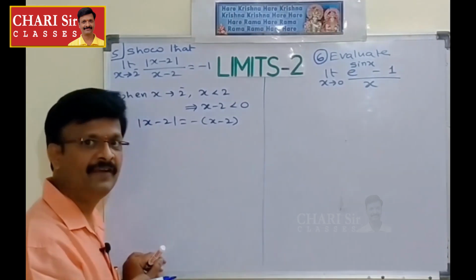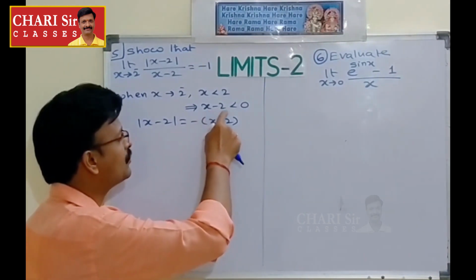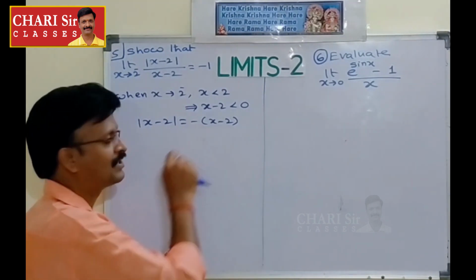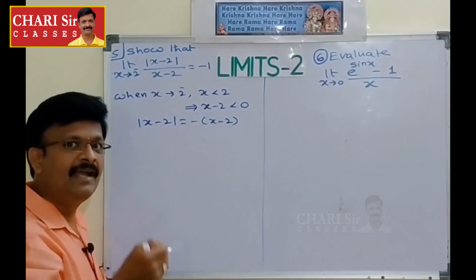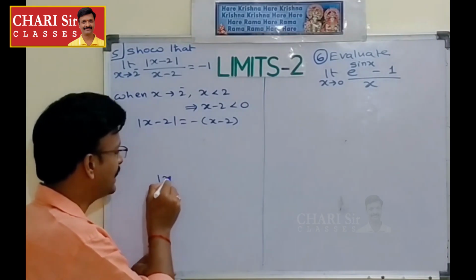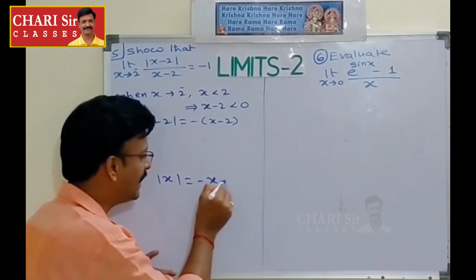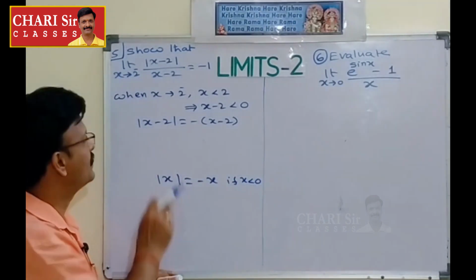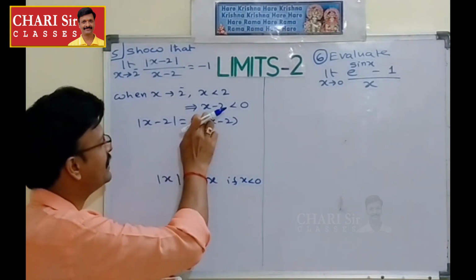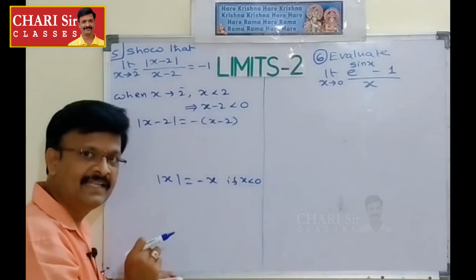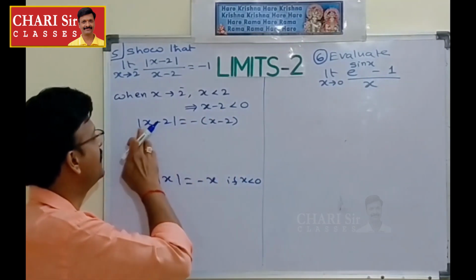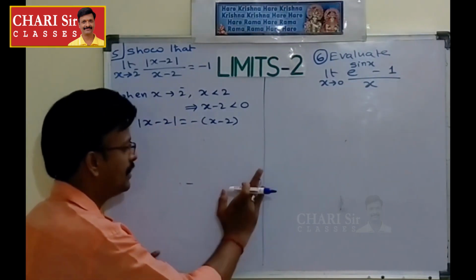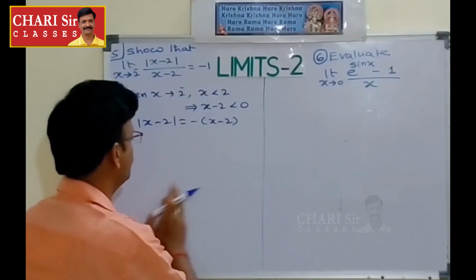According to the modulus definition, when x minus 2 is less than 0, modulus of x minus 2 becomes minus of x minus 2. This is the definition: modulus of x is equal to minus x if x is less than 0. Here x minus 2 is less than 0, so modulus of x minus 2 equals minus of x minus 2.